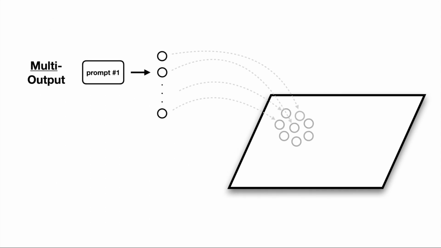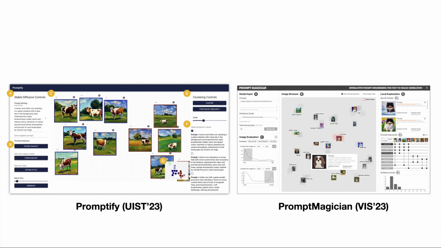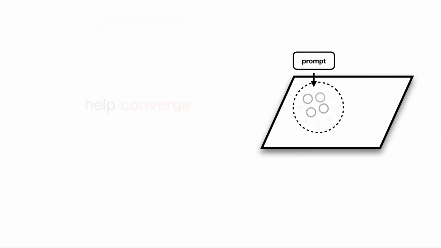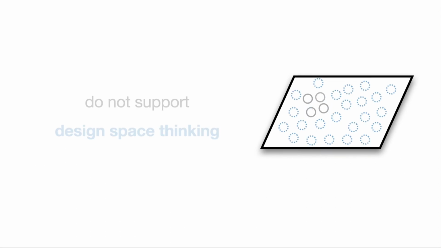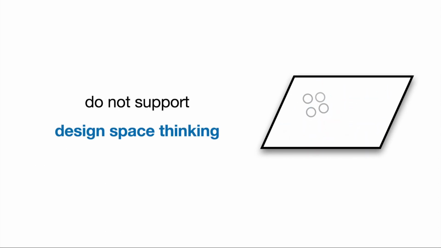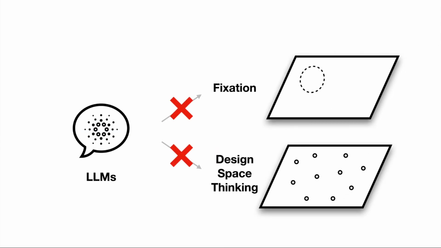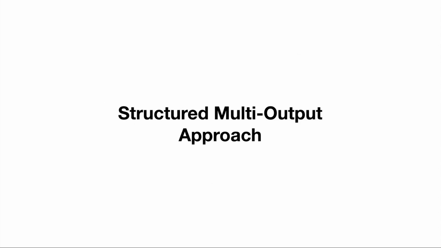Another interaction paradigm is a multi-output approach, where large language models generate multiple responses from a single prompt. This was explored in recent research focusing on text-to-image generation tasks. Both of these approaches, however, lead users to converge to an initial idea rather than diverge. And as a result, they are not conducive to design space thinking, which is critical in creative processes. So how can we leverage large language models to address fixation and encourage design space thinking in creative processes?